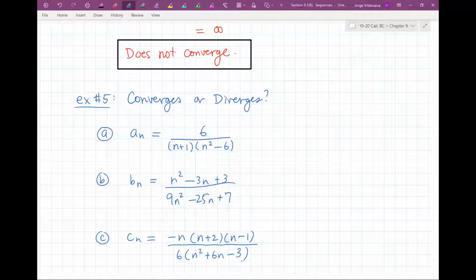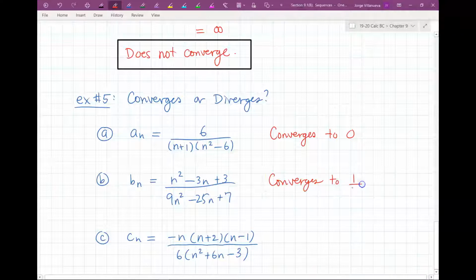So what do you guys think for A? Okay, so it converges to 0. What about the next one? Yeah, that's going to converge to 1/9. What about the last one? Because it's got a higher power of itself. So it goes to negative infinity.